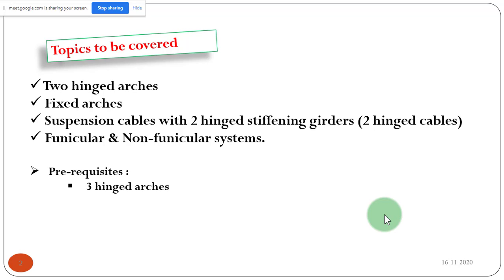These are the topics we may be looking at in this module: the two-hinge arch, fixed arches, and suspension cables. Suspension cables, as you may know from cable bridges, means how to analyze the cables in suspension bridges. That is what we are looking at in this module. All of these may be statically indeterminate.